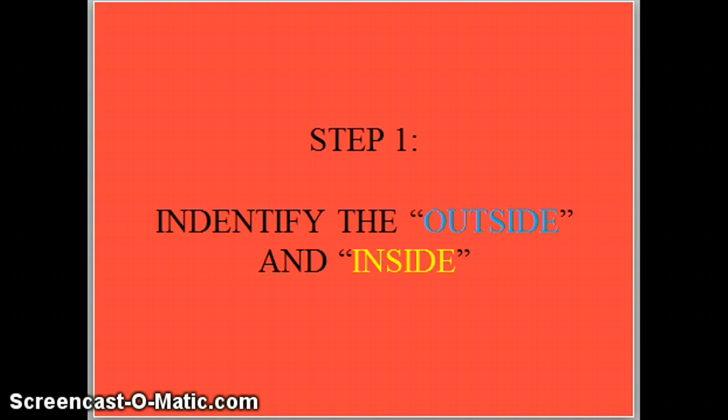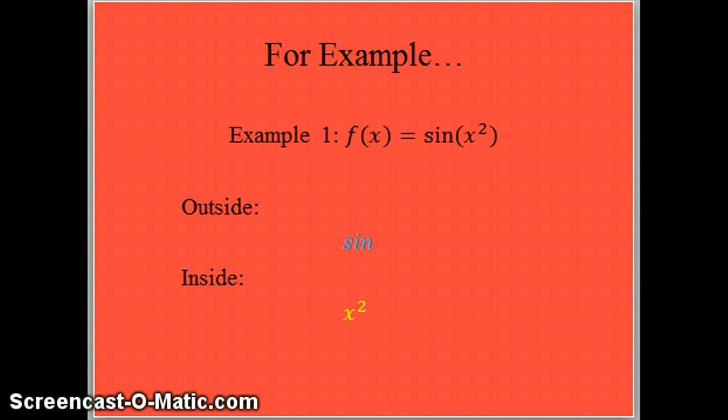Solving chain rule functions requires two steps. The first step is to identify what the outside of the function is, then what the inside of the function is. In this video, I will color outside stuff blue and inside stuff yellow so you can see well and understand better. Here's an example.